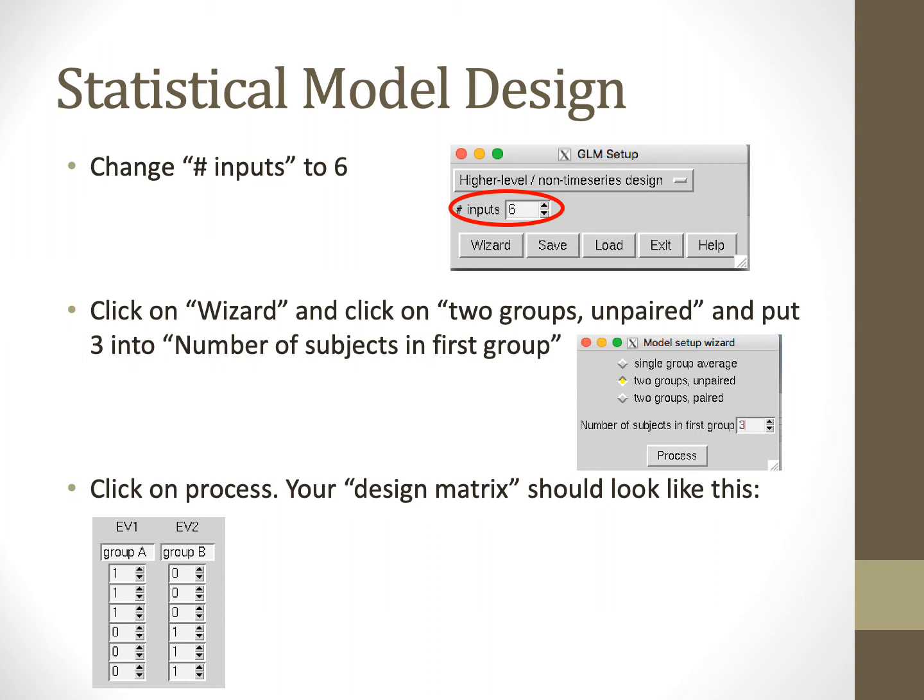Click on the wizard and click on two groups, unpaired, and put 3 into the number of subjects in the first group, as this corresponds to 3 individuals in our ASD group and 3 typically developing individuals. Click on process. Your design matrix should look something like this. Group A, which corresponds to our ASD group, has 3 individuals denoted by the 1s and 0s. Group B, which corresponds to our typically developing group, has, again, their order denoted by the 0s and 1s.